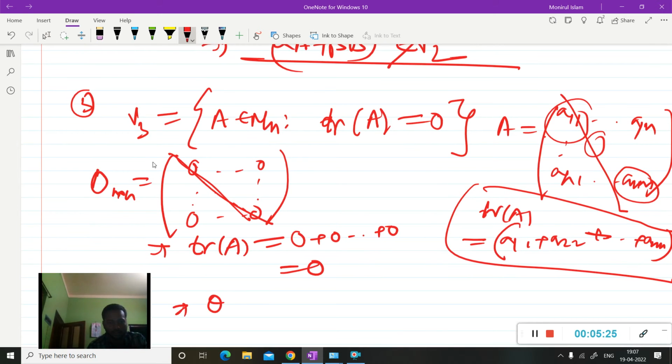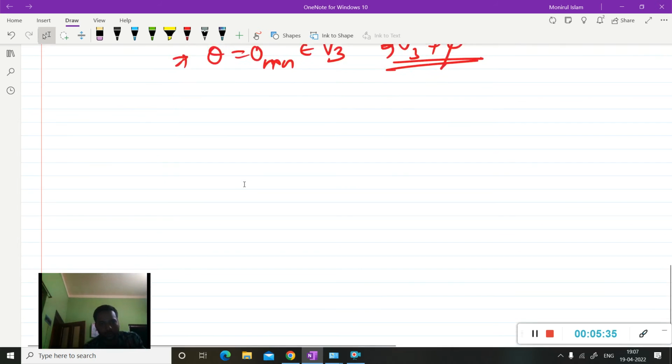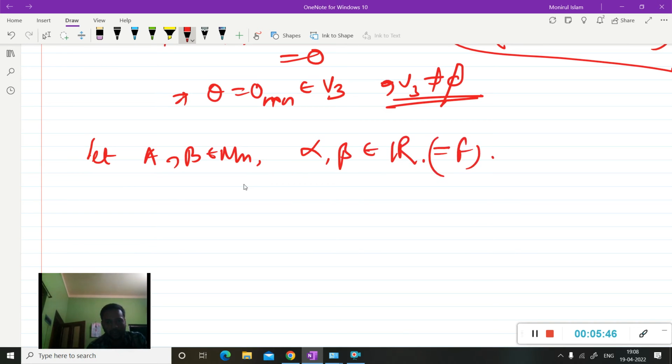So the zero matrix, the n cross n zero matrix, belongs to V3, so V3 is non-empty, because the zero matrix is in the set. Now we are going to prove it is a subspace, so we have to take two matrices. Let A and B belong to Mn, and two scalars alpha, beta belong to the real numbers. The scalar field is R.